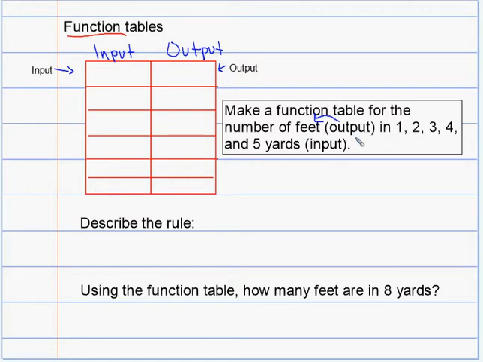Okay, so right there we're going to take that and put this in the right hand column because that's the output. Then it says in 1, 2, 3, 4, and 5 yards, which is our input. So yards goes here, and it tells us in the input what numbers to use. So we're going to use 1, 2, 3, 4, and 5.